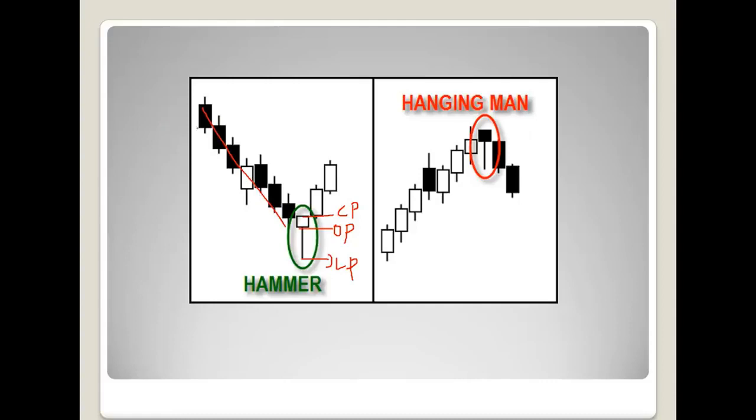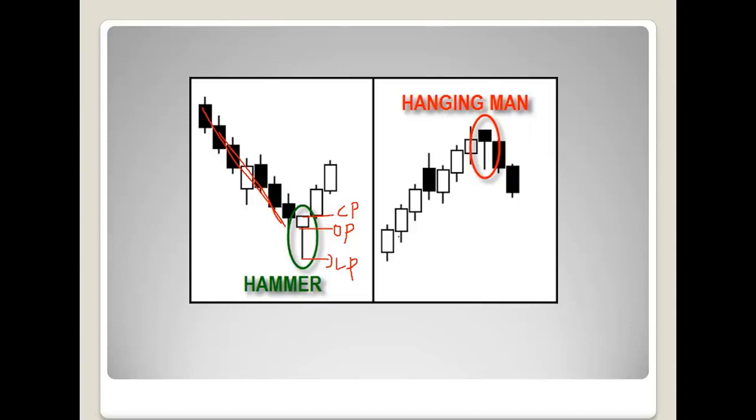First of all, we need to know that when a hammer appears, it represents a bullish reversal. In the sense that, for example, the market was down from this area, and when the hammer has been formed, it represents that now the buyers are going to control the market. As we have seen in our previous video, a candlestick is a representation of a buyer and a seller. So when a hammer is formed, the buyers are going to control the market.